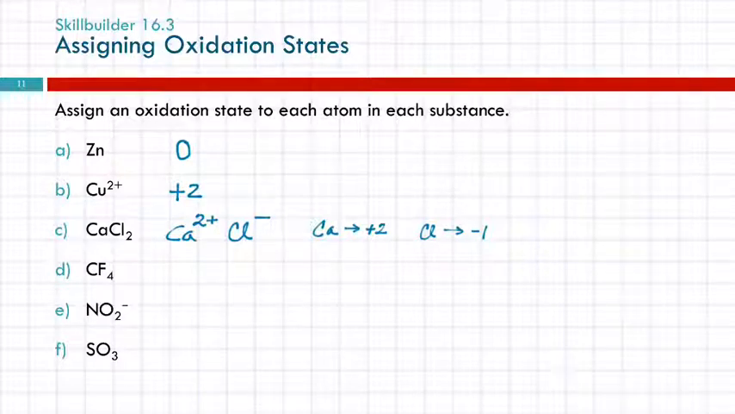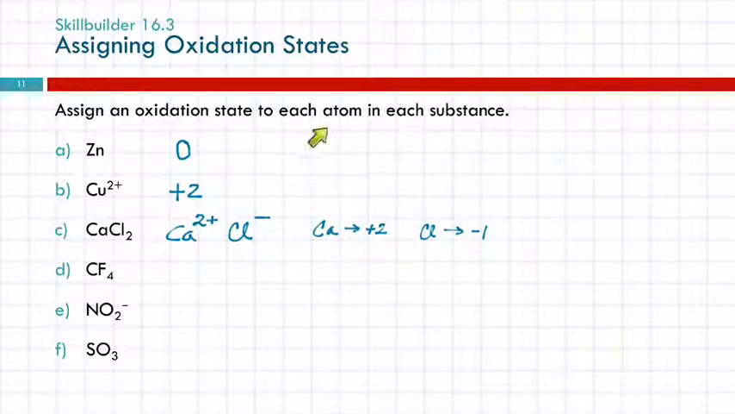Where do you get the 0 from? There's no charge on calcium chloride. Do you see a +2 or anything up here? No, how can you? If there's no charge written, it's 0. Okay. So is the answer for this 0?